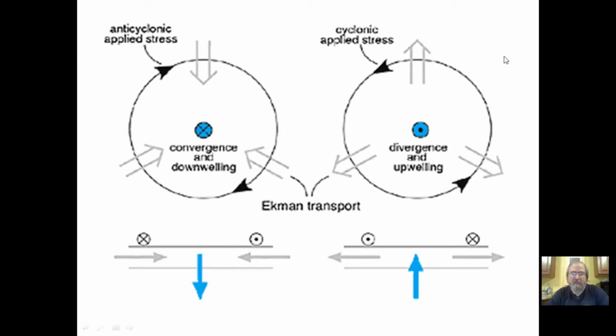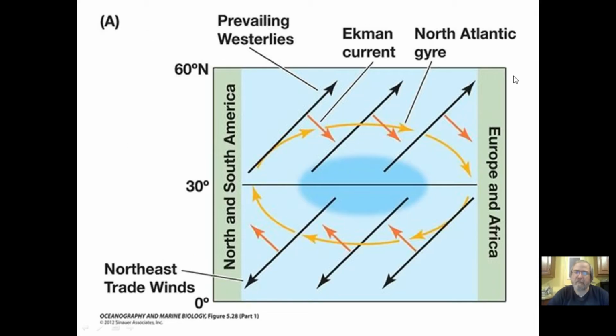Anyway, so this gives you kind of an idea of what's going on with the idea of convergence and downwelling for anticyclonic flows, and divergence and upwellings for cyclonic flows. So this is just kind of a quick little diagram to show you what's happening. You got North and South America on this side, Europe, Africa over on this side. So the prevailing westerlies are the black lines here.